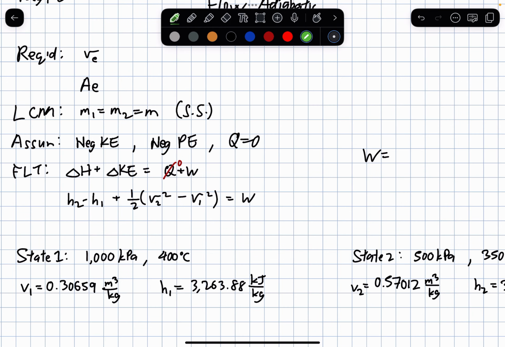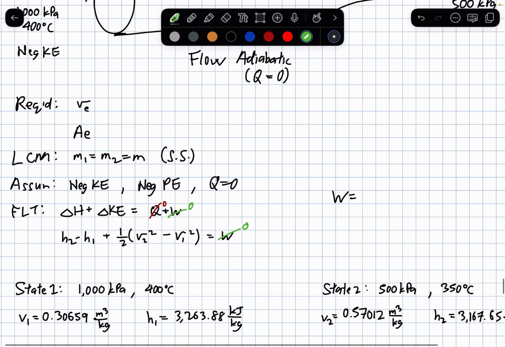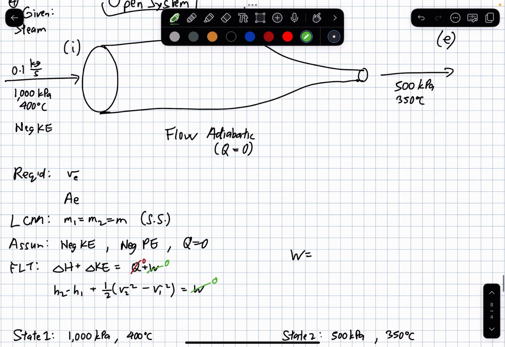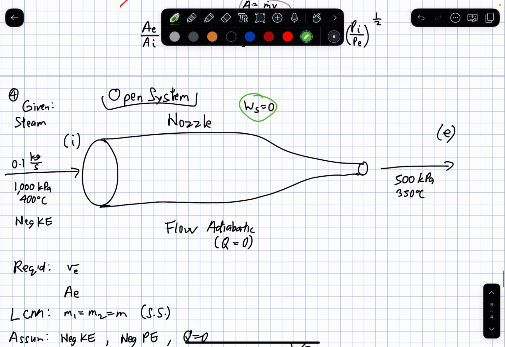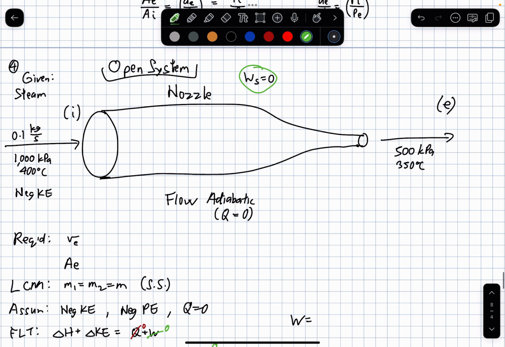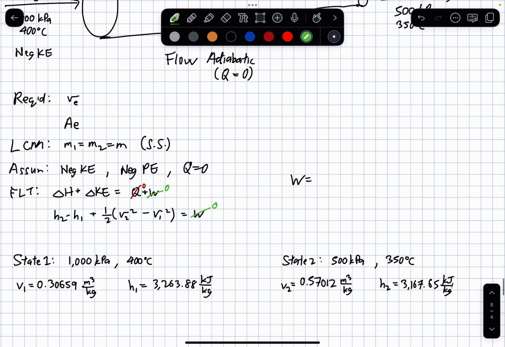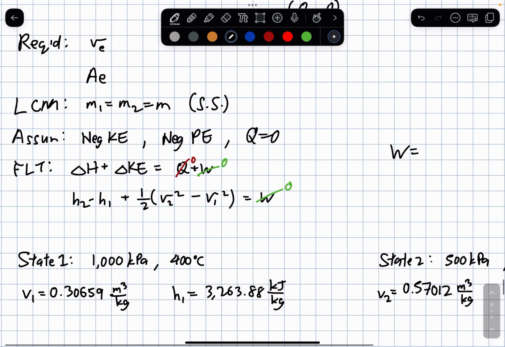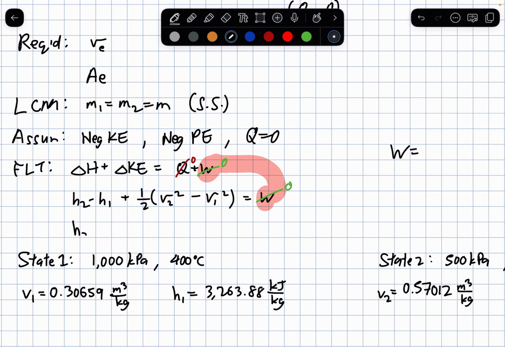Work is 0. That's always going to be the case for a nozzle. Why? I've already mentioned it earlier. The shaft work for a nozzle is 0. So the work here is 0. Why was I able to miss that part? Okay, anyways, moving on.